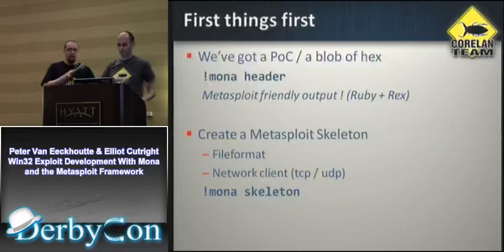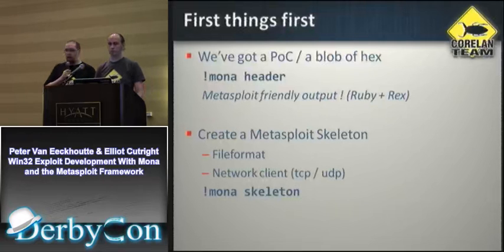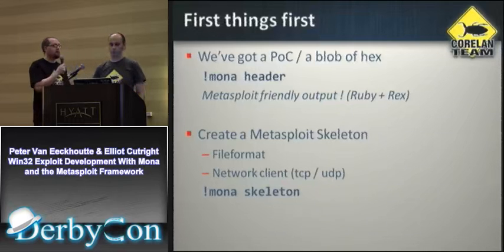Yeah. So basically, we downloaded a zip file. It's got an MKV in it. We ran the Mona header. That will give you a very easy, Metasploit-friendly output to automatically generate your file headers for you, and you'll see that here in a second.